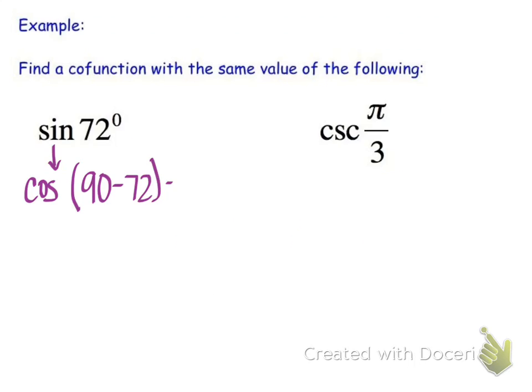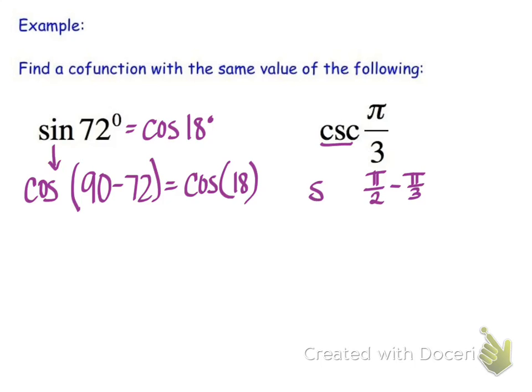So let's put this into action. Sine of 72 will be the same value as cosine of 18, because 90 minus 72 is 18. Cosecant of pi over 3. So we didn't talk about radians yet, but of course it's going to be the same relationship. But now with pi over 3, we want to use the value of pi over 2 because that's 90 degrees in radians. And that's a value you'll get memorized real quick here. Pi over 2 is the same as 90 degrees in radians.